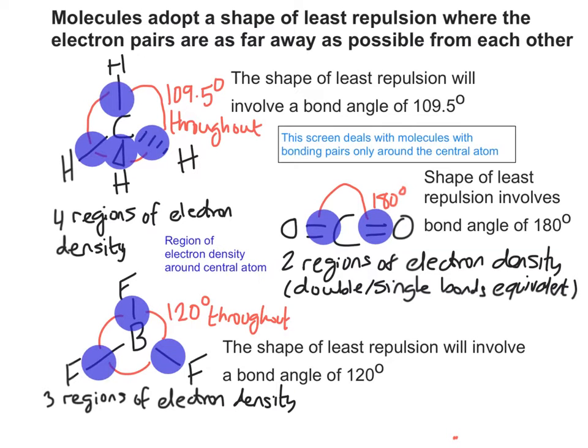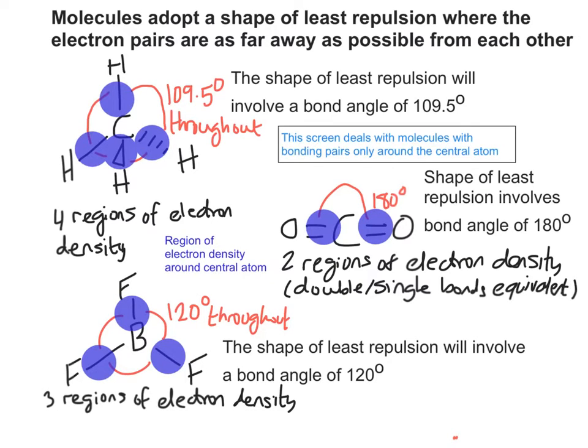Now the number of regions of electron density means that the electron pairs around the central atom will orientate themselves in slightly different bond angles. And what they're trying to achieve is what's at the top of the screen. They're trying to get as far away as possible from each other. If you have 4 regions of electron density, that happens to give you a bond angle of 109.5 degrees. If they have 3 regions of electron density, that gives you a bond angle of 120.